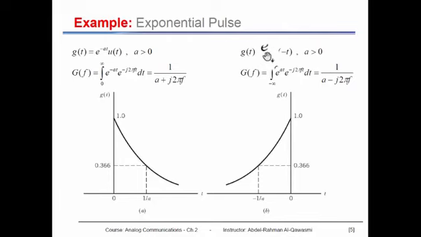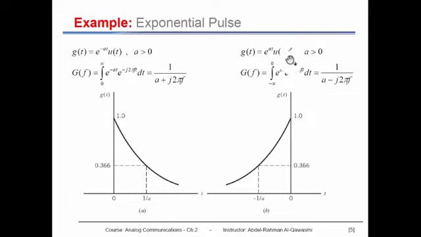Now we have exponential a of t. A now is a positive value, so we have an increasing exponential. Why is it from minus infinity? Because we have u of minus t, which means we have a reversed unit step function.